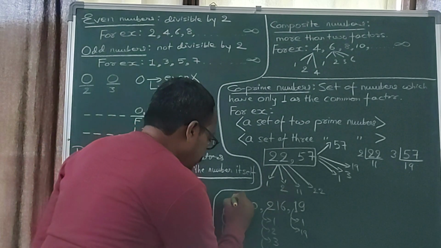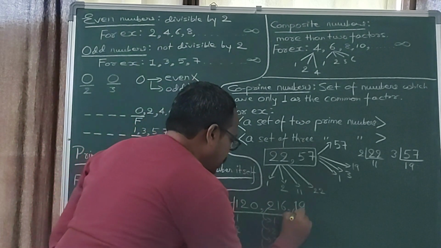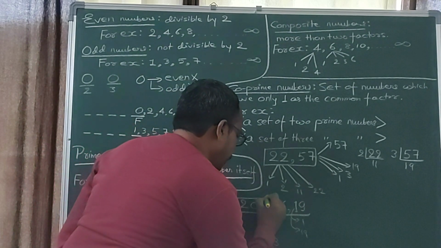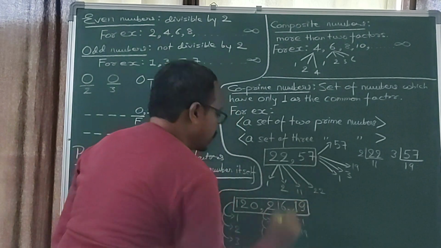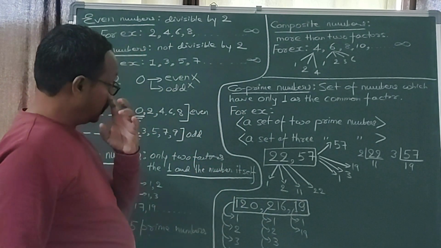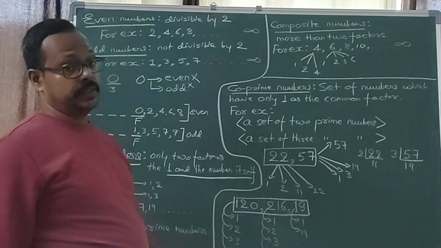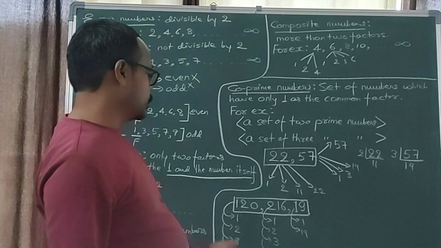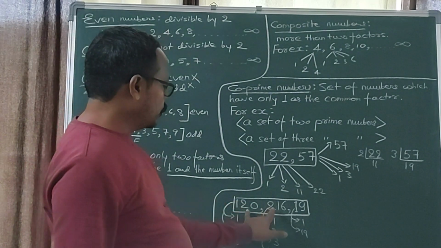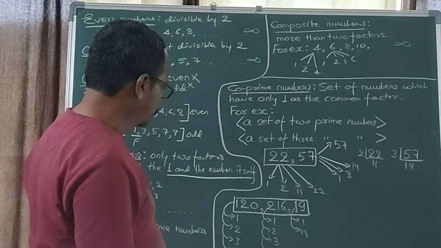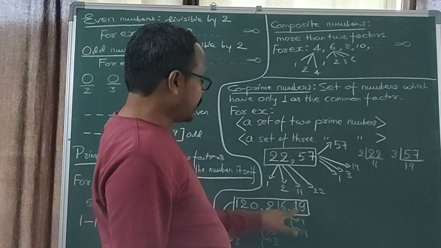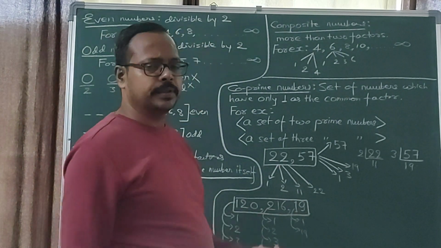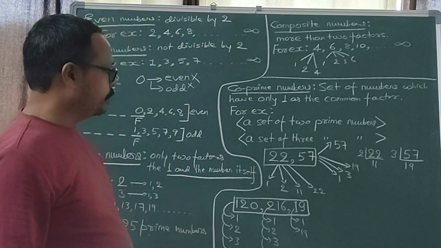So the set of these 3 numbers is a very good example of co-prime numbers, right? Set of 3 numbers. What I have done here is I have taken 2 numbers, whatever is coming into your mind, right? And apart from that, I have inserted one prime number. It becomes co-prime, right?